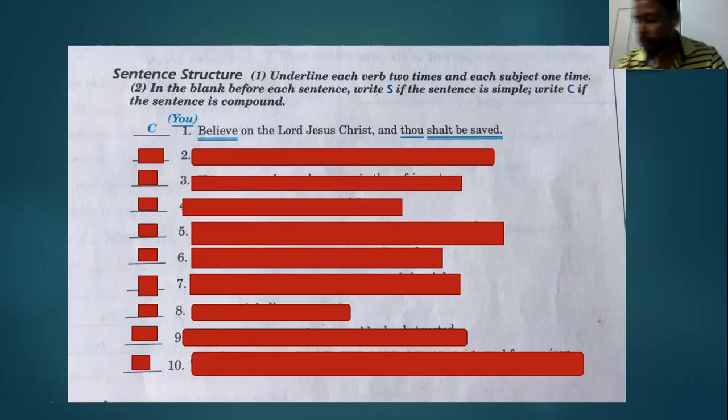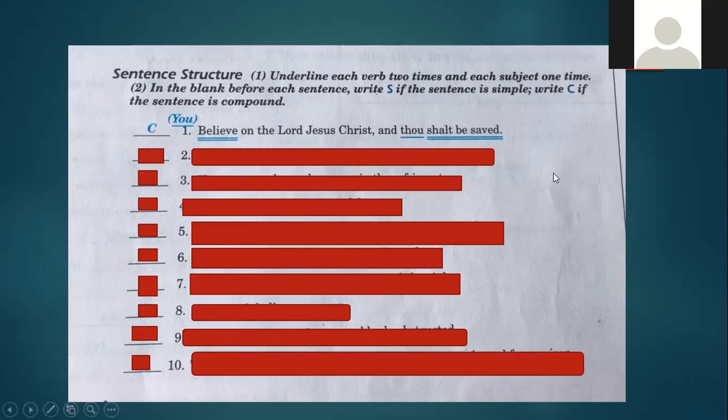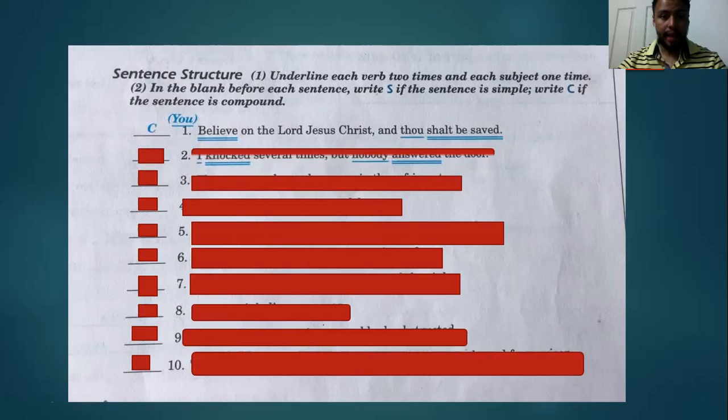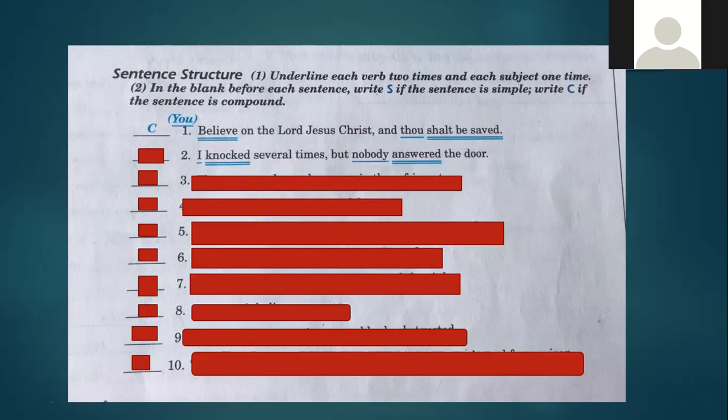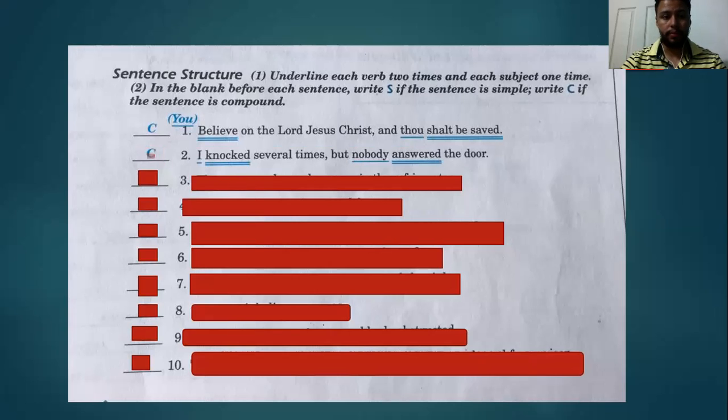Good. Number two. I knocked several times, but nobody answered the door. Is it compound or not compound? Compound. The two verbs are knocked and answered. Amazing. Yeah, that is correct. Knocked, the subject I, the verb knocked, and the other subject nobody. Okay, end of the sentence. Yes, of course, it's compound. Exactly. Number three. Let's see.